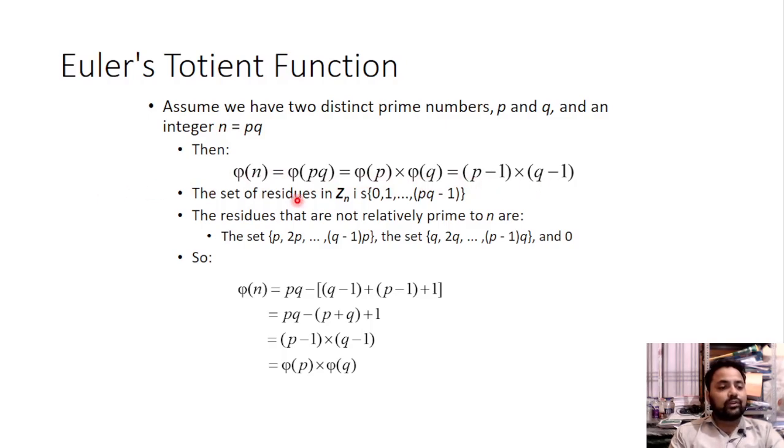The set of residues in Zn is 0, 1, 2, 3, 4, up to pq minus 1. The residues that are not relatively prime to n are the set p, 2p, up to q minus 1 times p, the set q, 2q, up to p minus 1 times q, and 0. So phi of n equals pq minus the quantity (q minus 1 plus p minus 1 plus 1), which is pq minus (p plus q minus 1), which equals p minus 1 times q minus 1, which is phi of p times phi of q.